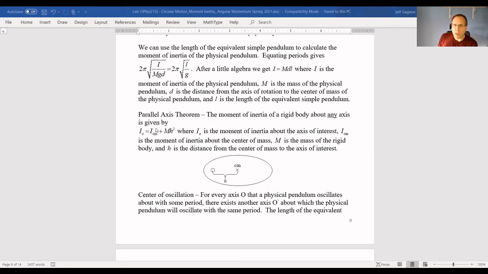It's going to be the moment of inertia about the center of mass, plus we have to add an additional term here, which involves h, and is simply the mass of the object. So the mass of that physical pendulum, the mass of the aluminum stick, times h squared. So the moment of inertia about any new axis is always equal to the moment of inertia about the center of mass plus mh squared, right? That's what the parallel axis theorem is saying. We can shift the axis of rotation from the center of mass to some new location if we add this additional term here.